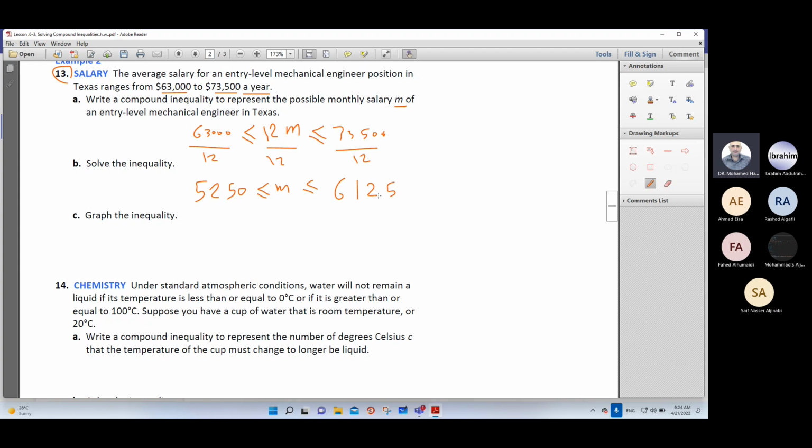Now, we want to write the set of the solution, the variable m, such as m between two values, less than or equal 6,125, and greater than or equal 5,250.